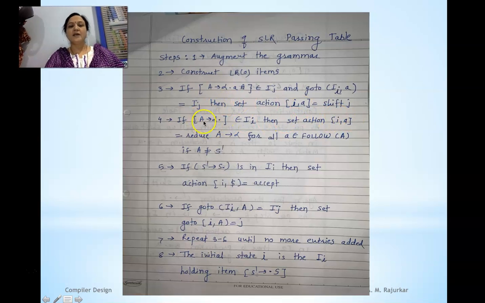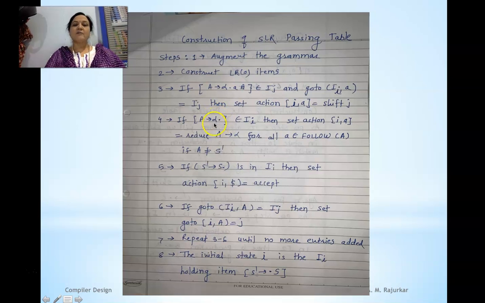So [I, a] indicates that alpha is available on top of the stack. So we are reducing alpha. So we are popping out alpha, that is 2 symbols, from the stack and pushing A onto the stack, right? That is as per the working of a shift reduce parser. So the action will be [I, a] equals reduce by the production A tends to alpha, for all a that are in the follow of capital A.